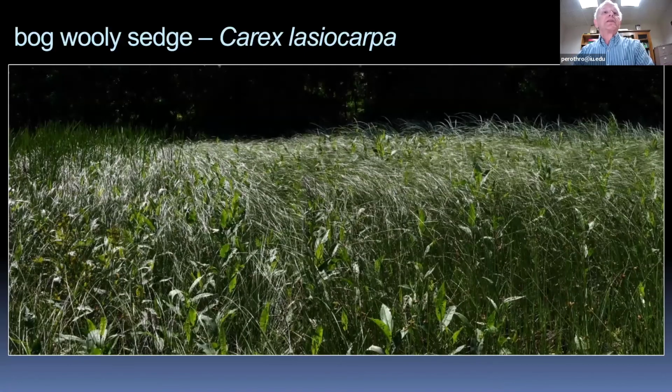As their name implies, the two species thrive under different soil chemistries. The prairie woolly sedge occupies habitats with more mineral-rich soils than does the bog woolly sedge.